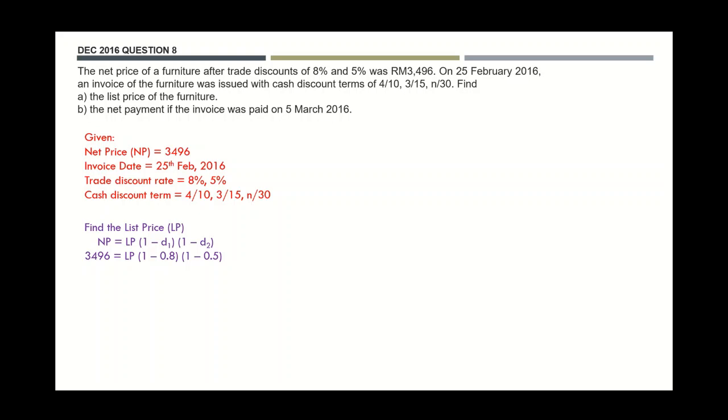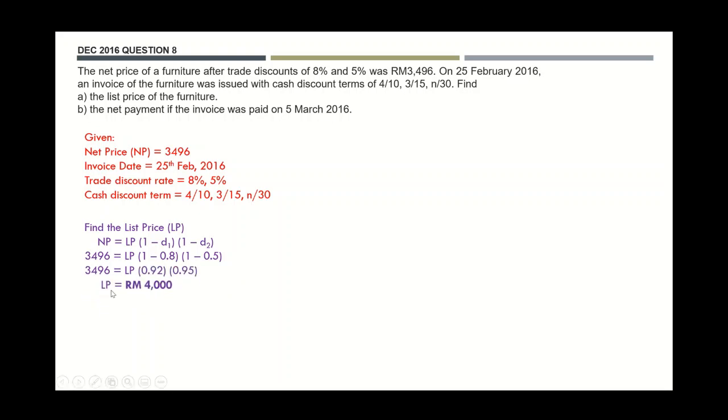So LP remains the same because that is what we want to find, and then replacing the D1 with 0.8, sorry, supposed to be 0.08, okay, 0.08, not 0.8, 0.08 and 0.05. Please make the correction. All right, so this is supposed to be 1 minus 0.08 and 1 minus 0.05.